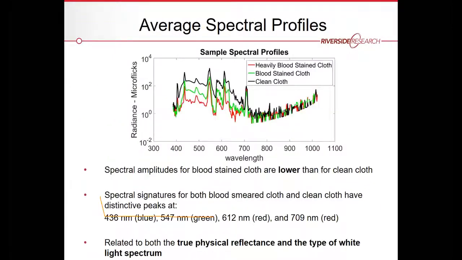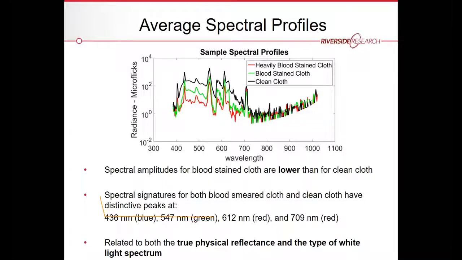Average spectral profiles of the clean cloth and the bloodstained cloth were taken, as shown in the top part of the figure. Spectral amplitudes for bloodstained cloth are, on the whole, lower than for the clean cloth, because the reflectivity of bloodstained cloth is lower than for clean cloth. Spectral signatures for both blood smeared cloth and clean cloth have distinctive peaks at 436 nanometers, 547 nanometers, 612 nanometers, and 709 nanometers.